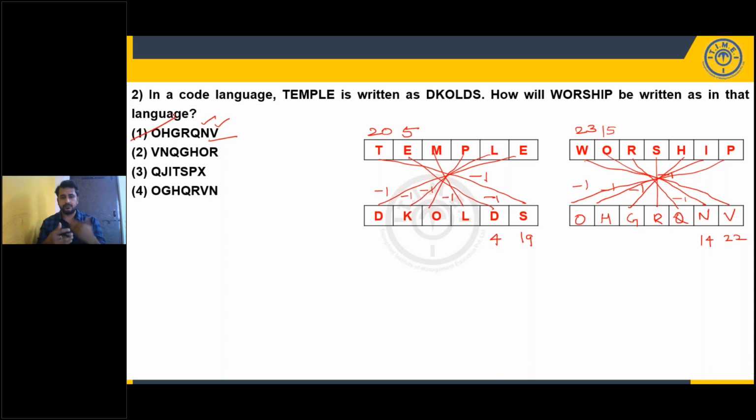Okay, check the logic from first letter to first letter. If it is not possible, check the logic from first to last. You will get the answer. Even if first to last is not possible, try to check in the rearrangement process. Choice one.